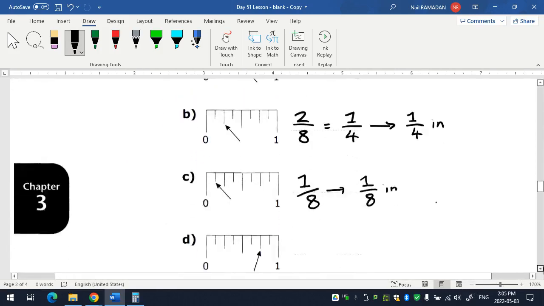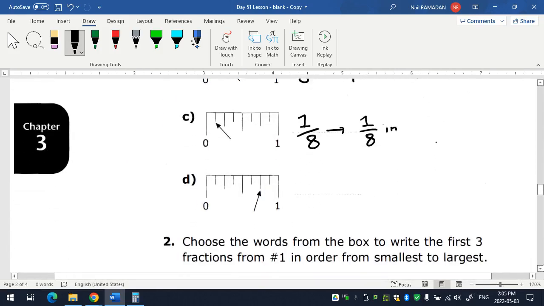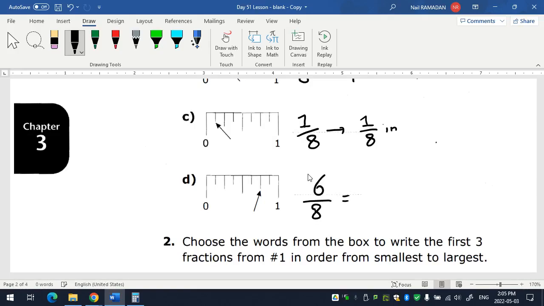Okay, this one. How many steps did I walk? Like how many parts did I walk? 6 out of 8 full steps. Can someone tell me how to simplify 6 over 8? Come on. 3 over 4. Because remember, this divides 2 and this divides 2.